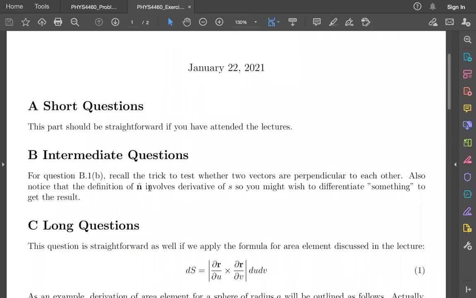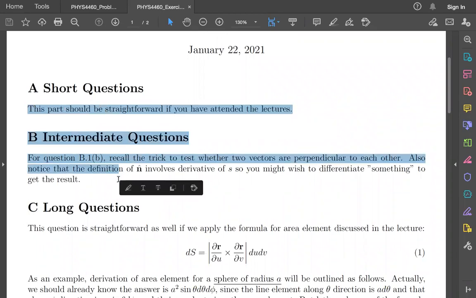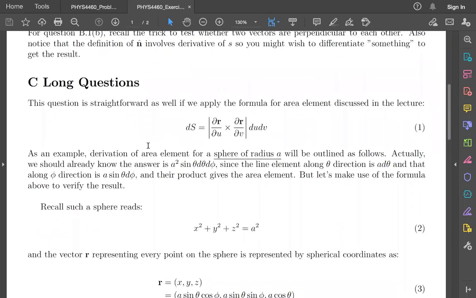Okay, so this note basically contains what I just said for part A and part B. And then for part C, coming back to part C, let's look at this formula.